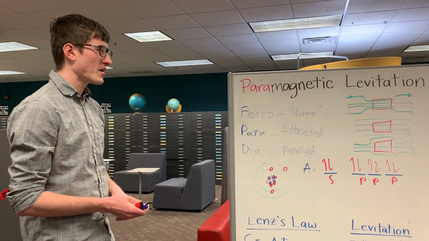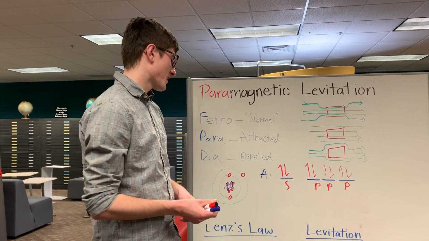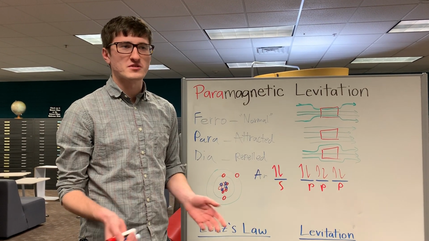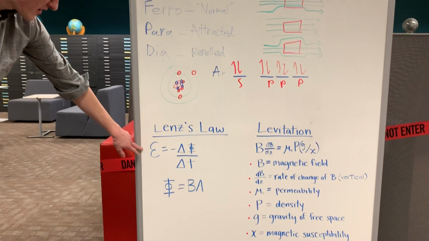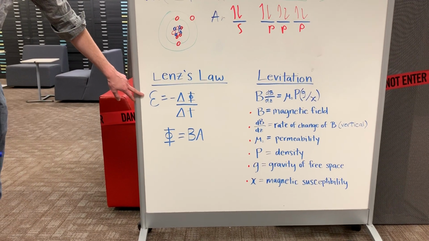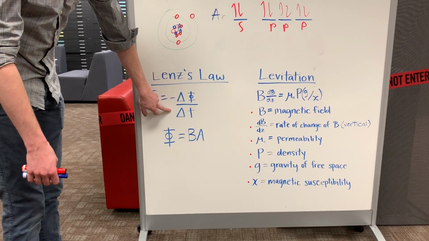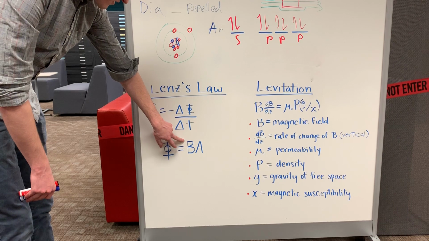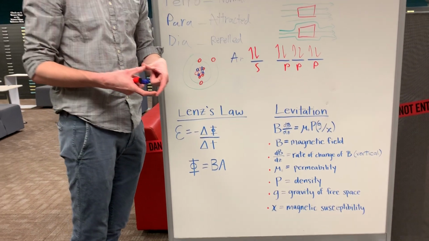It's really, really cool. So by using this, we can mess with random objects. It's really cool because it still follows the same rules as normal magnets. They follow Lenz's law. So electromotive force, like how hard it's pushed or pulled, equals the negative change in flux over change in time. And flux is the magnetic field times the area of the object you're trying to levitate.